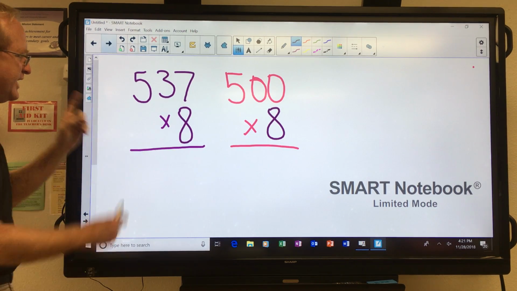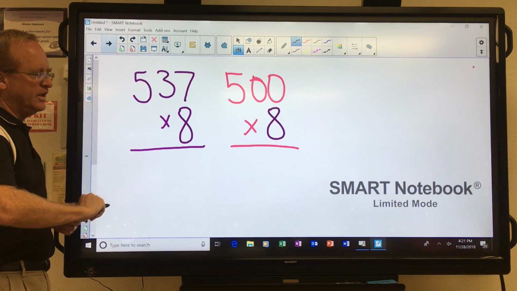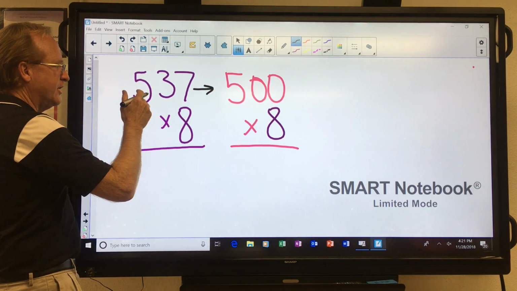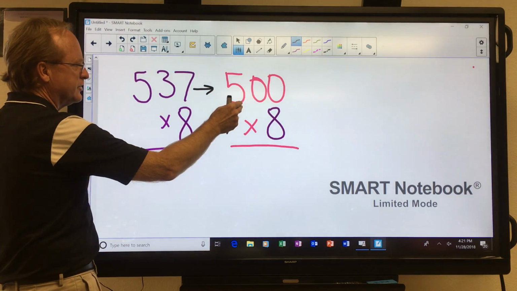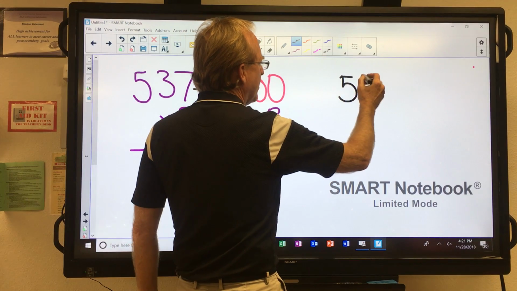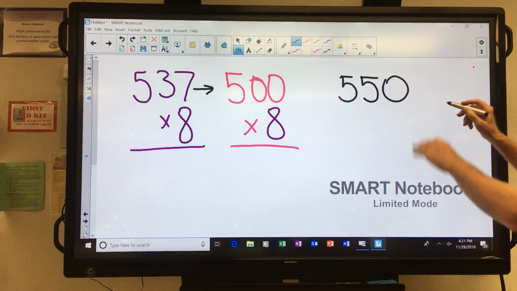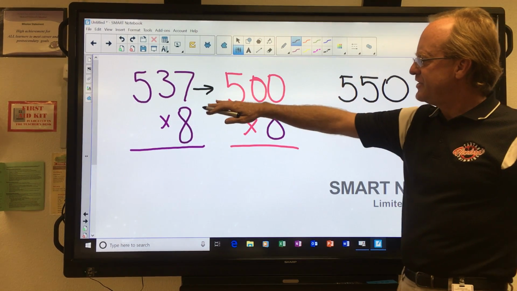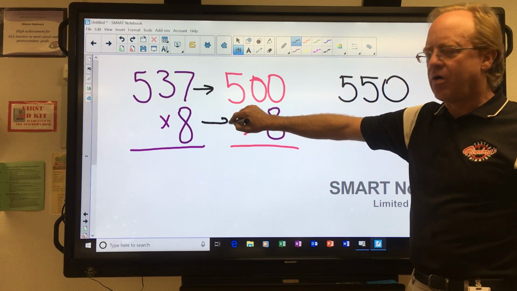537 times 8. Now when you get these types of problems, just estimate the top one. Leave the bottom one be. So we'll change this 537, is it closer to 500 or 600? Well, it's closer to 500, so we'll back down. By the way, your magic break point would be 550. If you saw 550, then you'd want to go up to 600. But we're at 537, so we'll hold at 500. And then we'll just bring that 8 straight across.